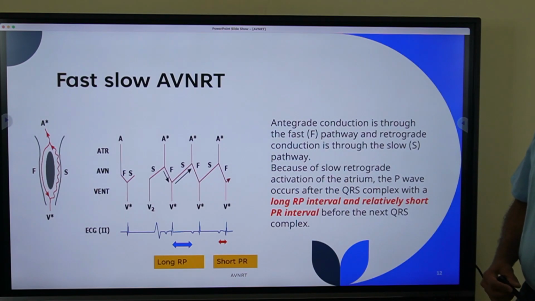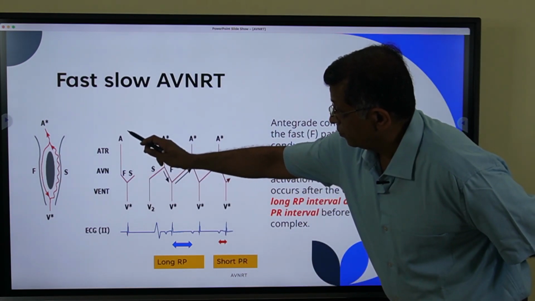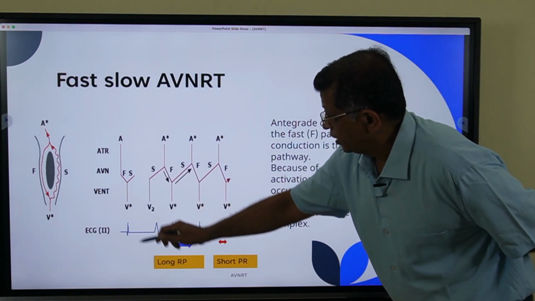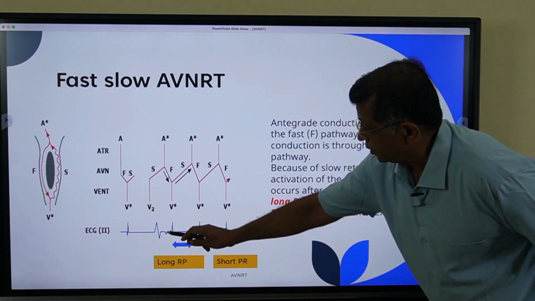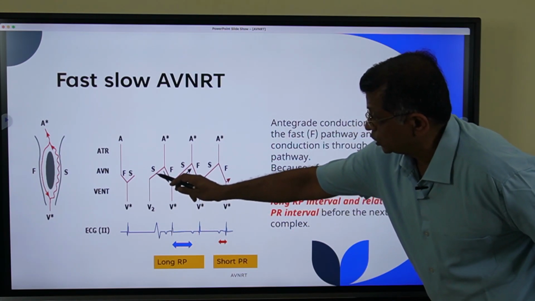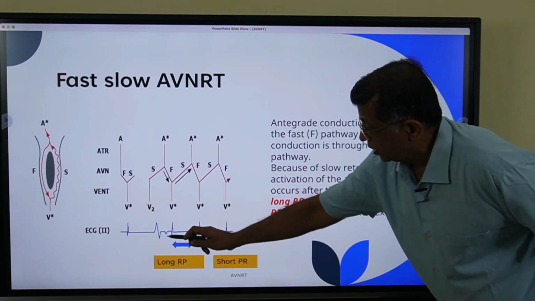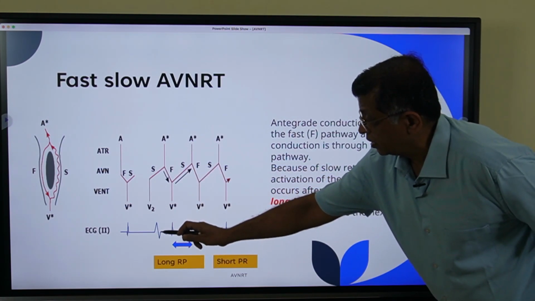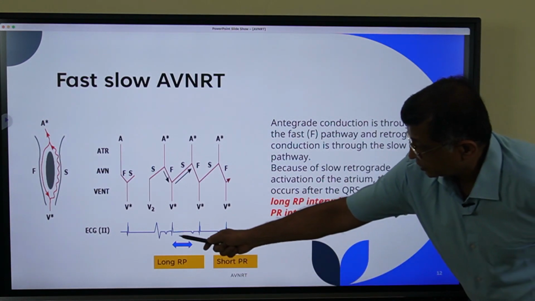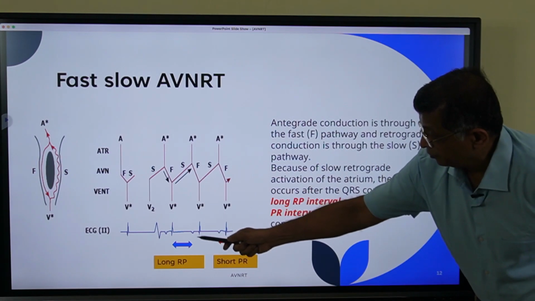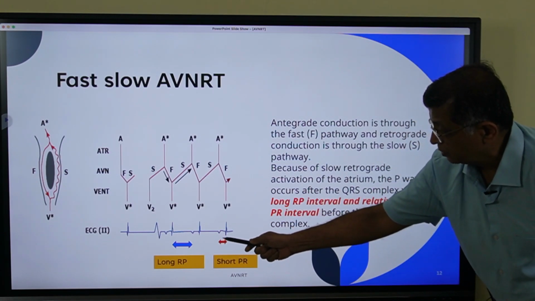Again, this has been depicted in the ladder diagram. This is the normal sinus beat, and now this is the ventricular ectopic. Because the ectopic current went up through the slow pathway and then came back through the fast pathway, it causes a P wave that comes after the QRS complex. Now here you can notice the QRS complex and the P. So the RP distance is definitely more than the PR distance.